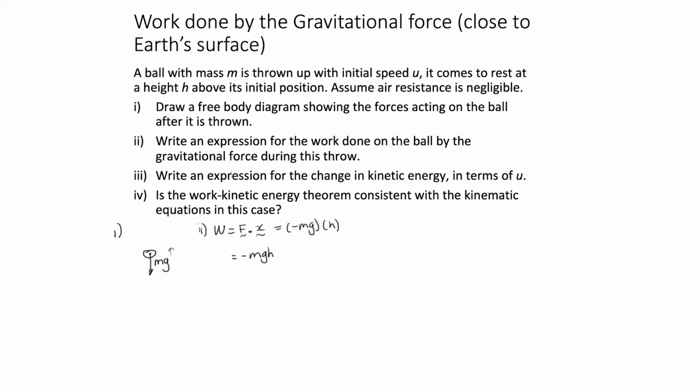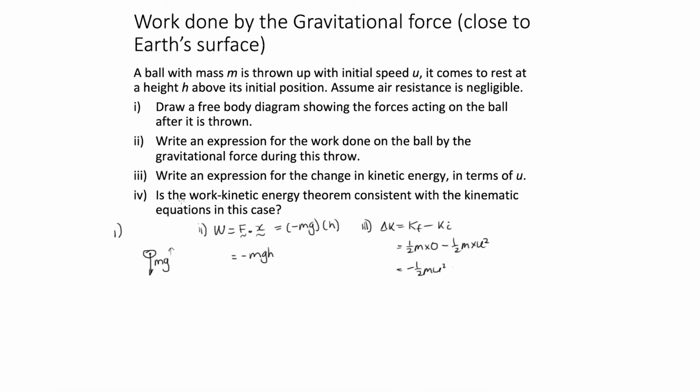Part 3, write an expression for the change in kinetic energy in terms of u. Okay, so we've got that the initial speed is u and that it comes to rest. So we can say, well, the change in kinetic energy is equal to the final kinetic energy minus the initial kinetic energy, which is equal to a half m times 0 minus a half m times u squared. And so this is equal to minus a half m u squared.